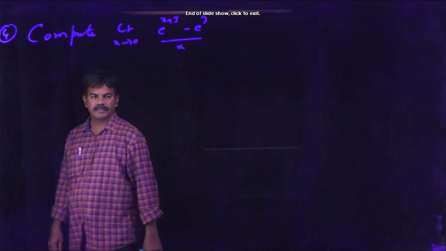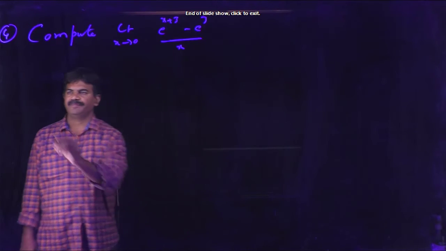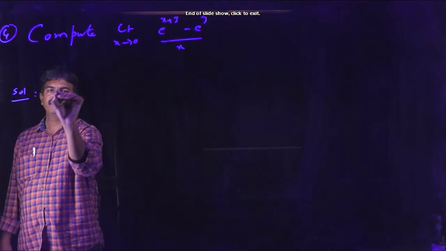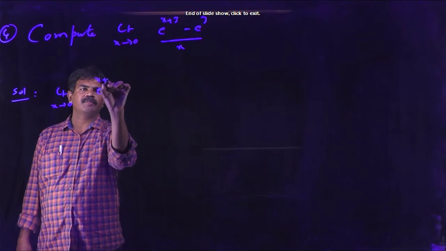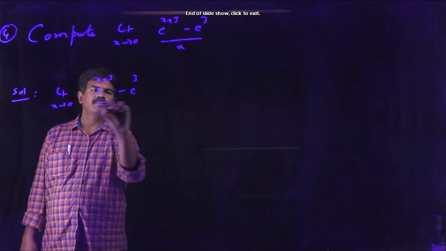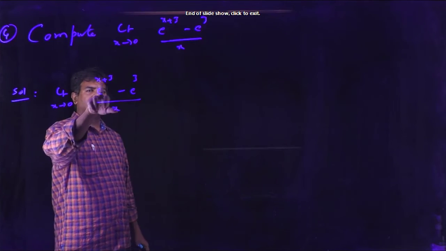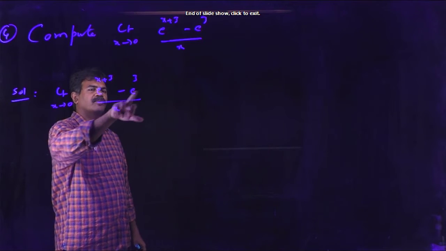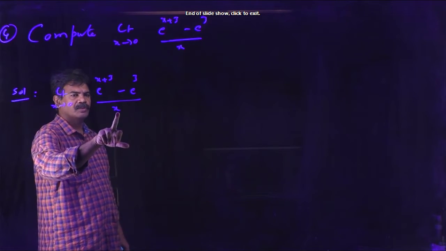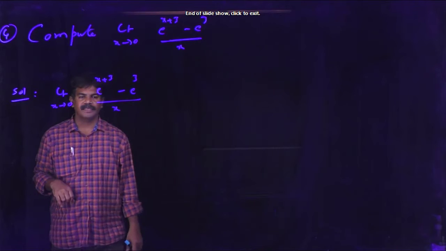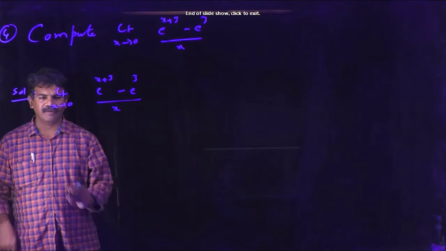Next another problem is compute limit x tends to 0 e power x plus 3 minus e cube by x. Take the problem, limit x tends to 0 e power x plus 3 minus e cube by x. Now we apply the limit, that is x equal to 0. We get 0 plus 3, that is e cube. E cube minus e cube is 0. So numerator is 0. Automatically denominator also 0. So we get 0 by 0 form. It is an indeterminate form. So we do something for this problem. Then we get the value of the limit.